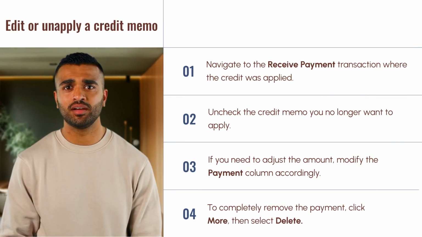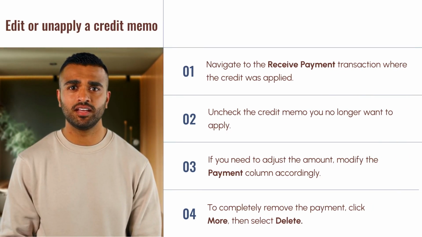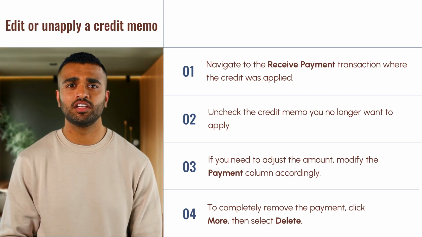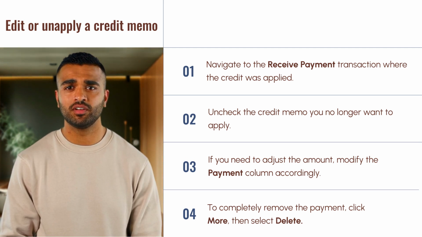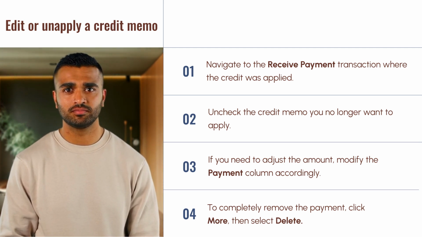Need to edit or unapply a credit memo? Here's how. Navigate to the Receive Payment transaction where the credit was applied. Uncheck the credit memo you no longer want to apply. If you need to adjust the amount, modify the Payment column accordingly. To completely remove the payment, click More, then select Delete. Remember, deleting a payment removes all applied credits, so use this option with caution.